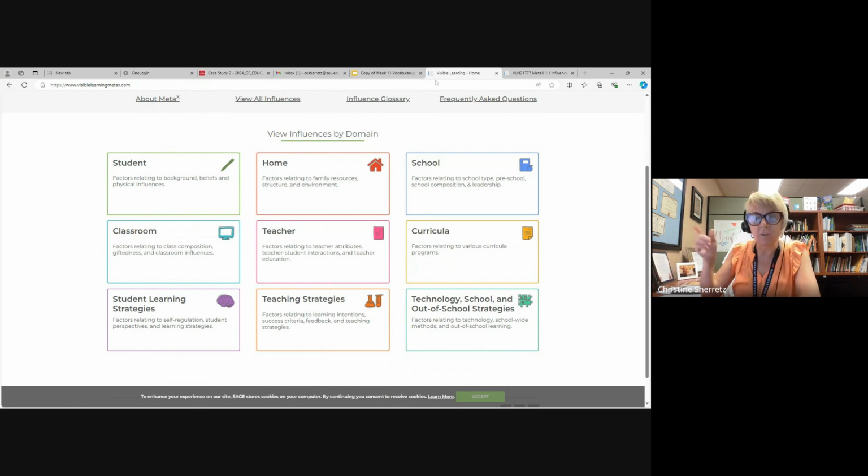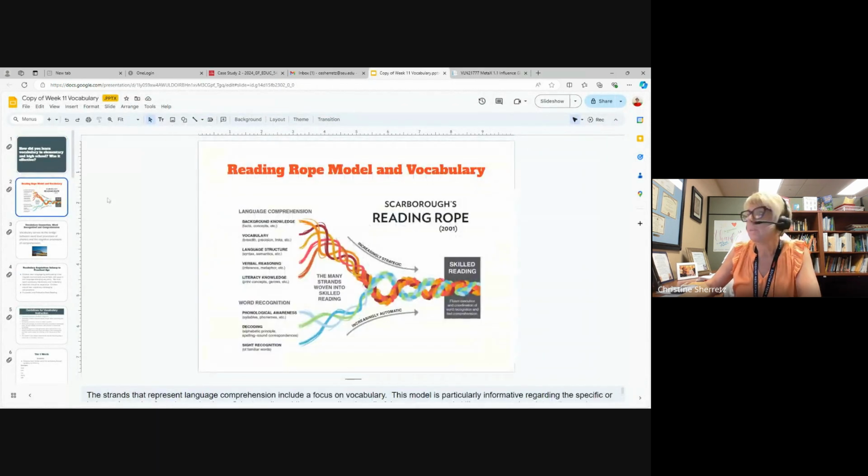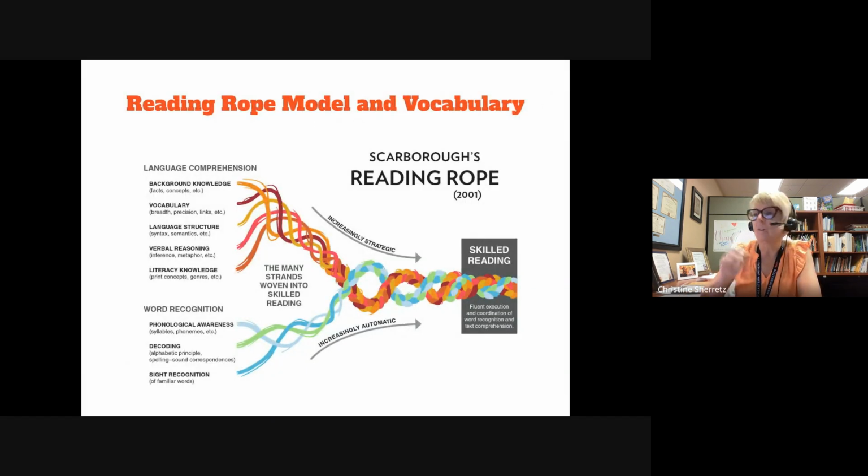So I would encourage you to look at Visible Learning and look at some of the strategies and see what's effective and what's not. Okay, a couple of things I want to show you now. We're going to look at Scarborough's Reading Rope, and you guys are probably familiar with this.